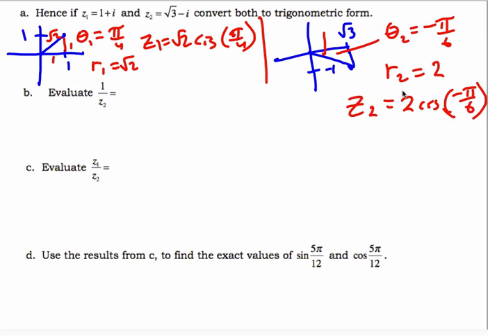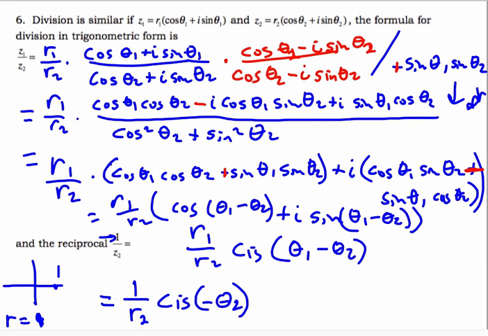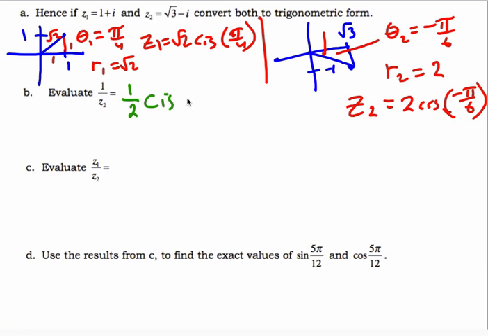Okay, so we can use what we did before. This is going to be just 1 over the modulus from here. So that's going to be 1 over 2 cis, and the angle is going to be, if we look back, the negative, right? So it's negative of that angle, so it's going to be just pi over 6.